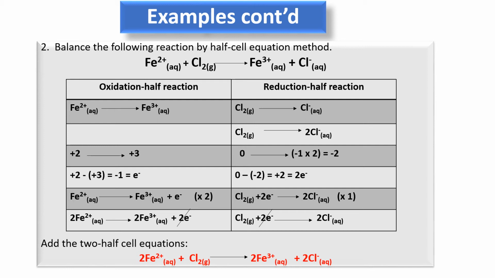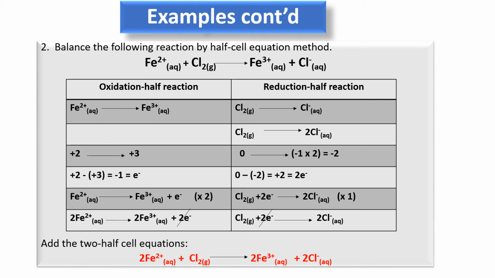Remember, one of the rules says when an ion appears as product and as reactant, they cancel out. In this case, 2 moles of electrons appear as products at the oxidation side and 2 moles of electrons appear as reactants at the reduction side, so they cancel each other. Then you proceed to the last stage. Add the two half cells together, and that will be 2Fe2+ as the reactant for oxidation, plus Cl2 as the reactant for reduction, forming 2Fe3+ as the product for oxidation, and 2Cl- as the product for the reduction.